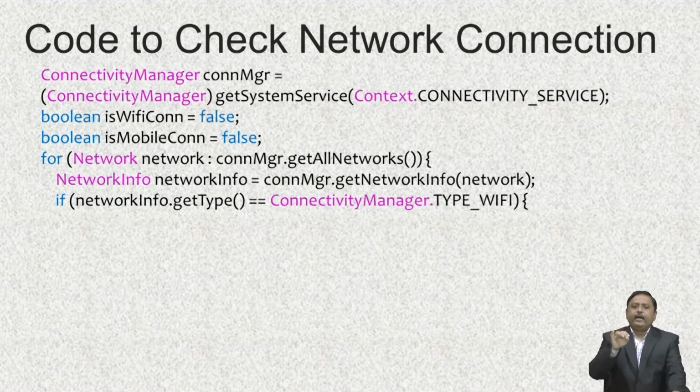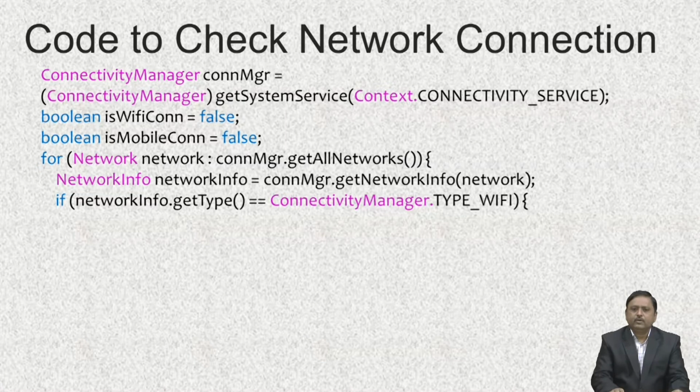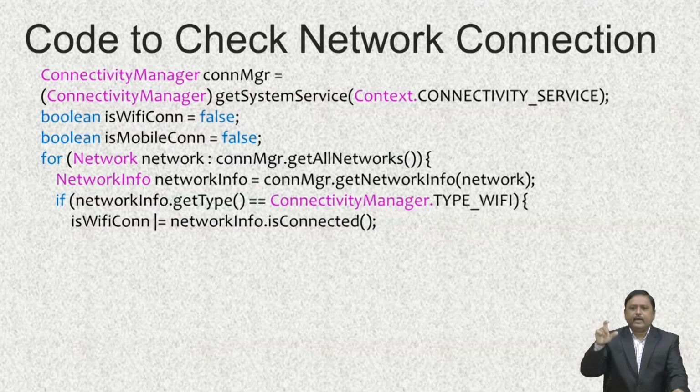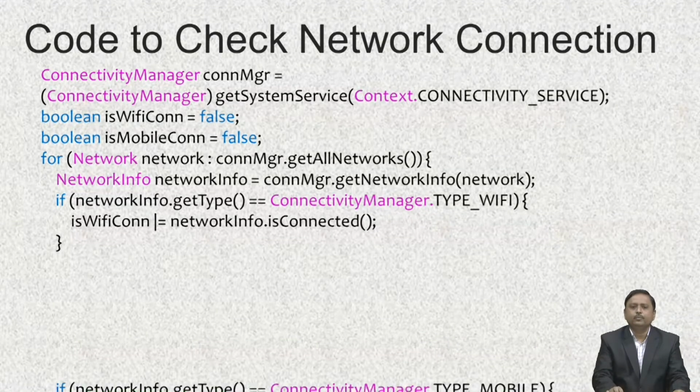Now we write: if network info dot get type is equal to Connectivity Manager dot type Wi-Fi. So the type Wi-Fi constant is available inside Connectivity Manager and it refers to a Wi-Fi connection. If that network type is Wi-Fi, then we write is Wi-Fi connection or equal to network info dot is connected. That means we have connected to that network, then it is set to true.